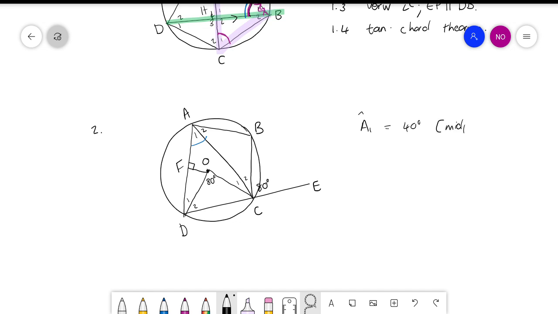Middelpunthoek is 2 keer omtrekshoek. Twee punt 1.2 het hulle vir jou gevra vir die hoek DAB. DAB beteken hierdie hele ene. And that angle you can get by using the exterior angle of a cyclic quad.